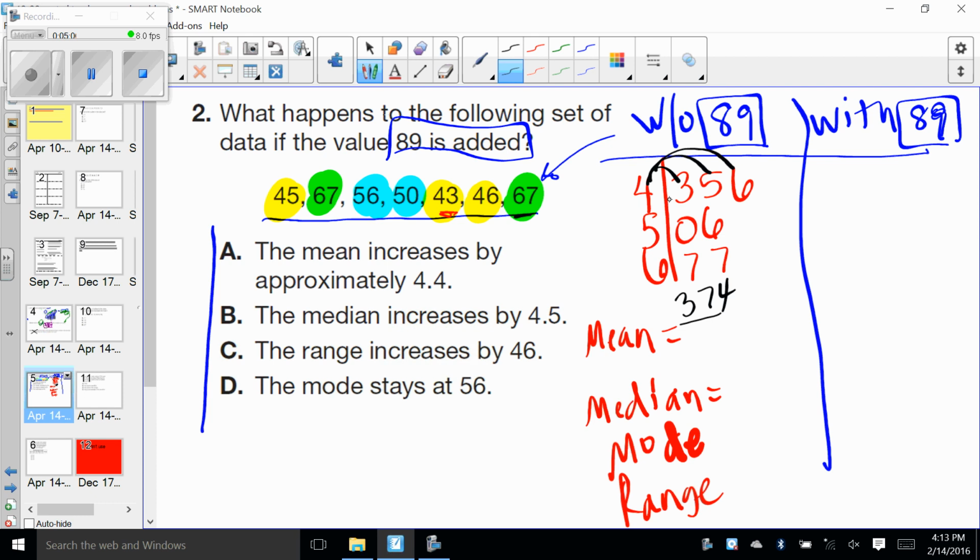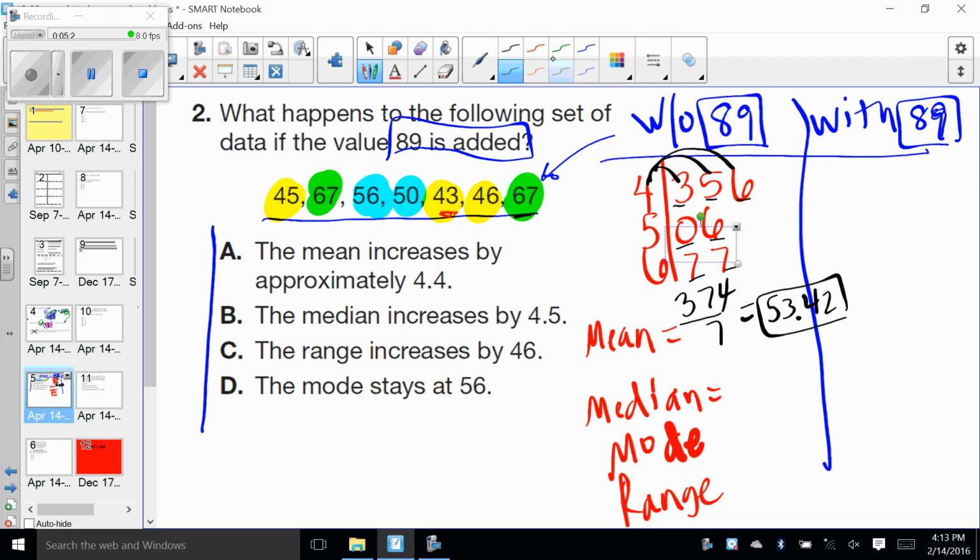And then we're going to divide by how many scores we have. We have 1, 2, 3, 4, 5, 6, 7 scores. So our average would be 374 divided by 7, which is 53.42. That is my mean without the 89.